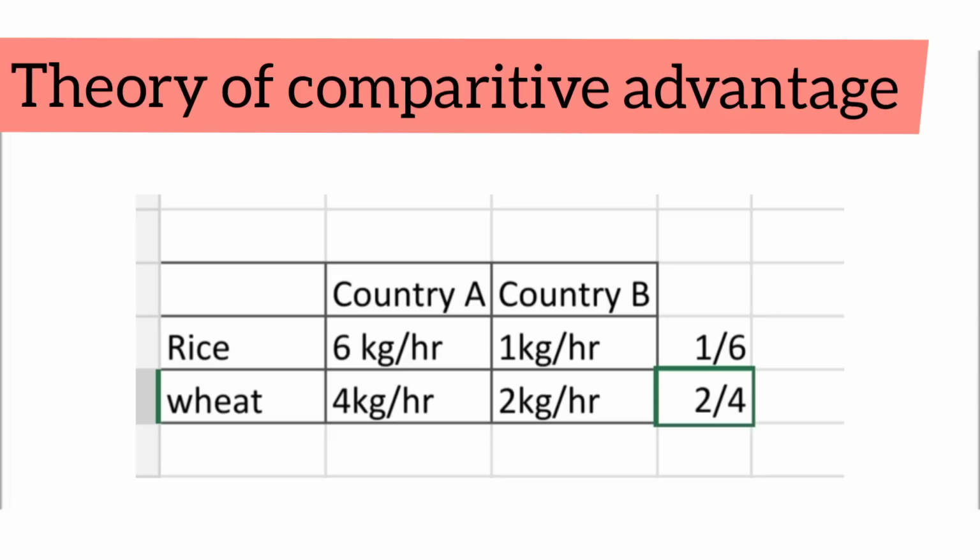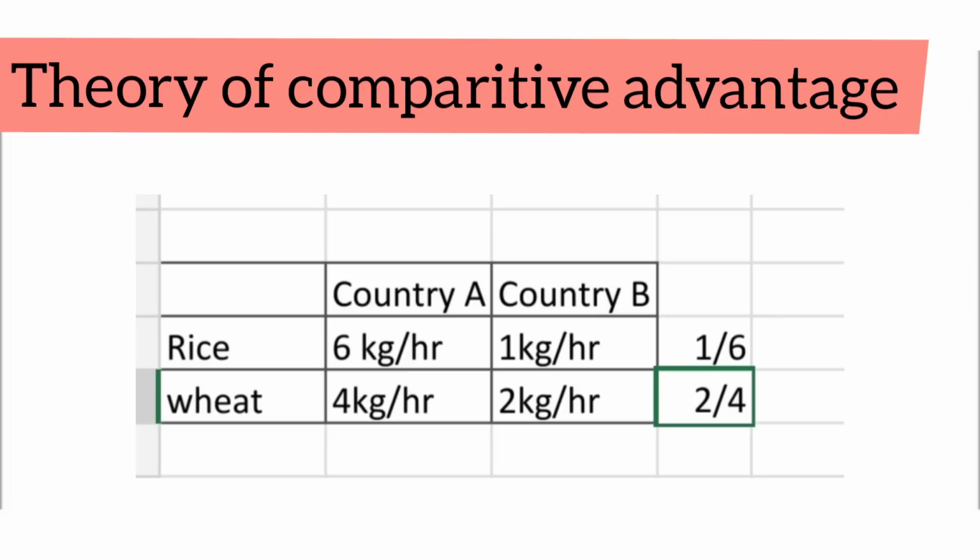So here what you have to do is, you have to see the ratio of what B is producing. So B is only producing 1/6 the rice which country A is producing, because country A is able to produce 6 kgs whereas country B is only able to produce 1 kg. So 1/6 kg is what country B is able to produce. The same way, if you see wheat also, country B is able to produce 2 kg, whereas country A is able to produce 4 kg. So 2 kgs out of 4, country B is able to produce. So that is 2 by 4.